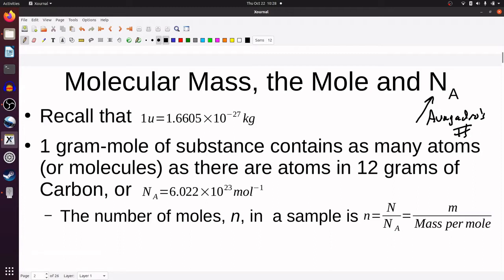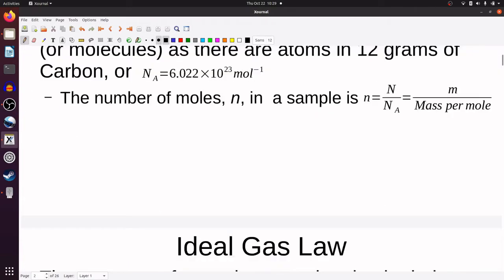The number of moles n in a sample is capital N divided by Na, where capital N is your number of particles. And that gives you M divided by your mass per mole. And we'll come back to that momentarily.